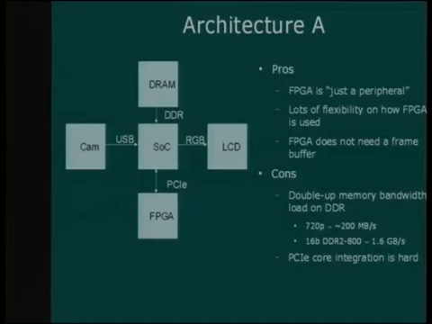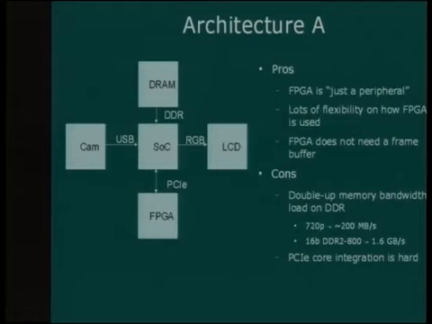The pro of this is that there's lots of flexibility in how the FPGA can be used. The FPGA doesn't need a frame buffer because it can use the main DDR for that. The problem with this is that the memory bandwidth on DDR really gets eaten up very quickly. On a small embedded device, in this case, we had a 16-bit DDR2 800 memory chip, which means we only get 1.6 gigabytes per second of bandwidth.